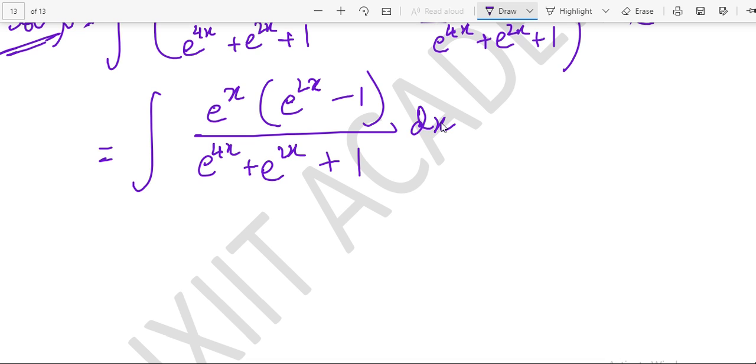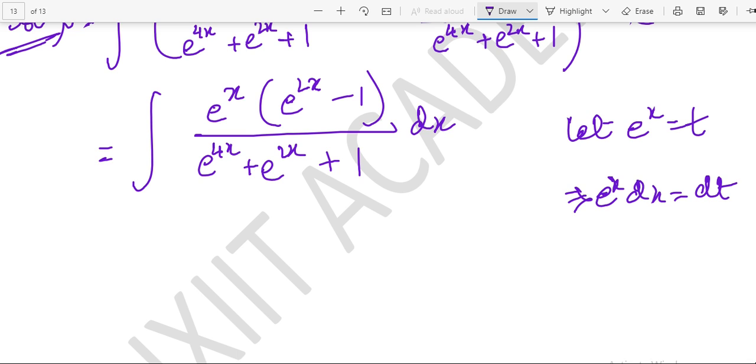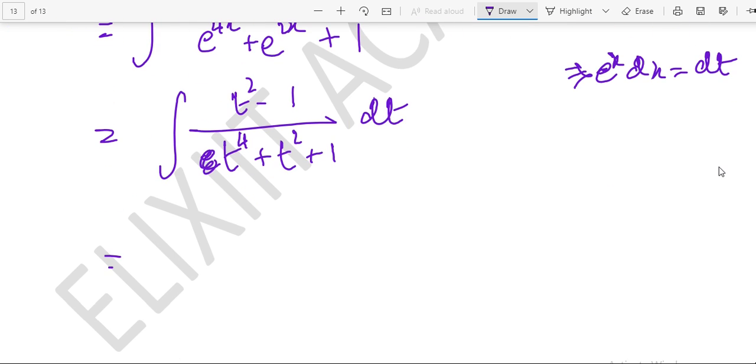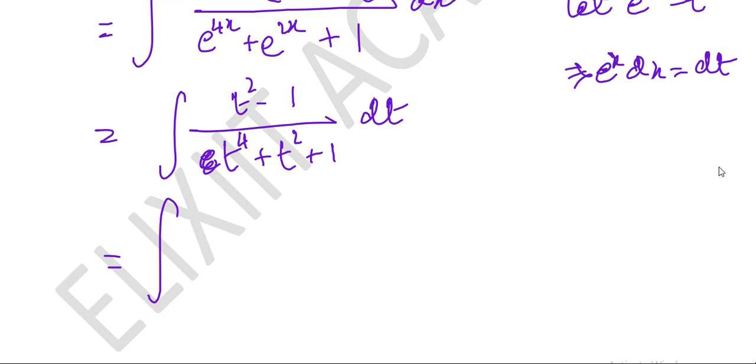Now we can take the substitution e to the power x as t, so e to the power x dx is dt. So this is t square minus 1 divided by t to the power 4 plus t square plus 1 dt. This is the integration of t square minus 1. Now this is very easy. We have just done a similar problem to this.